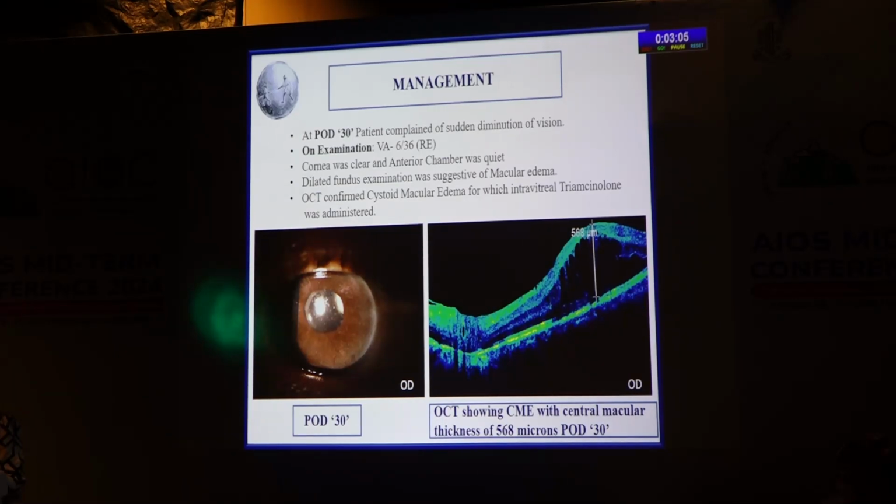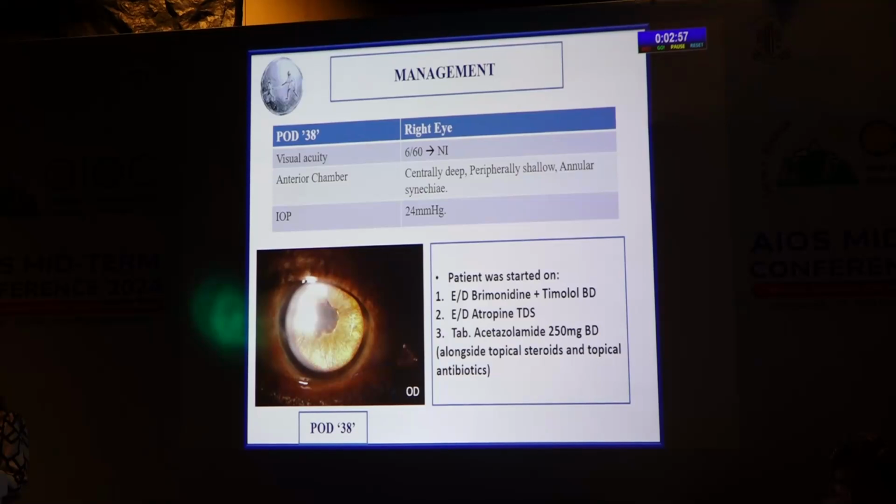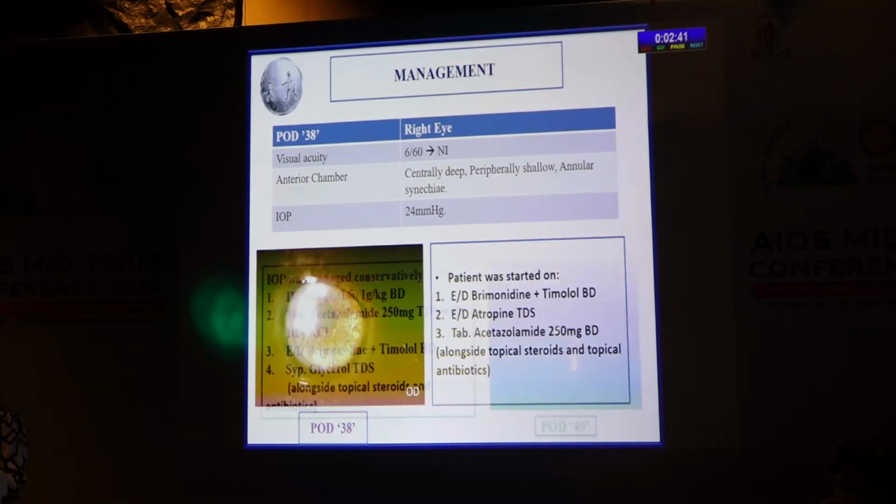Dilated fundus examination was suggestive of macular edema, which was then confirmed via OCT, for which intravitreal triamcinolone was administered. At POD 38, there was further decline in vision to 6 by 60. Anterior chamber was peripherally shallow. There was formation of annular synechiae, and IOP had raised to 24 millimeters of mercury. The patient was immediately started on anti-glaucoma medications.